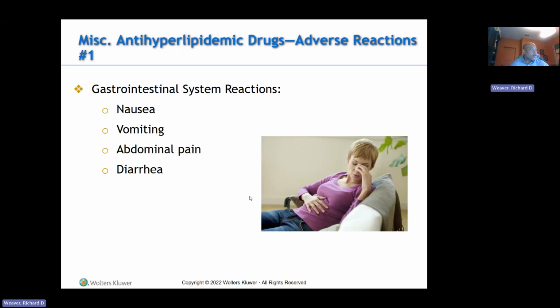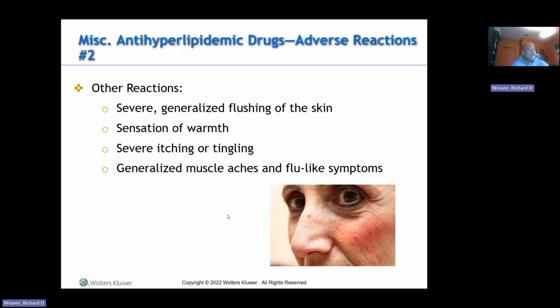In terms of the gastrointestinal reactions, you have nausea, vomiting, diarrhea, abdominal pain. Getting close, people. Other reactions: you have severe generalized flushing of the skin, that's especially associated with the niacin, sensation of warmth, severe itching or tingling, and generalized muscle aches and flu-like symptoms. That last one, they typically like to ask these types of questions with these anti-hyperlipidemic medications.